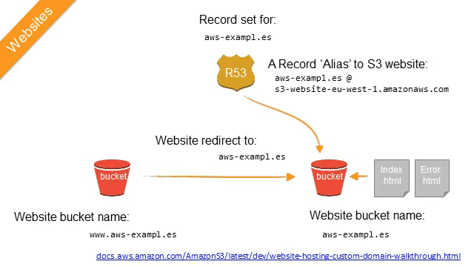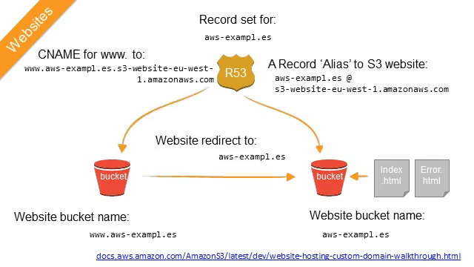So for this example, we would go into the Route 53 console, choose the record set for the AWS-example.es domain, and we would create one of those A record aliases which points to the S3 website that we've already set up. We're then going to go into the same record set, and we're going to create a CNAME for www.example.es, which points to the bucket which has the redirect on it.